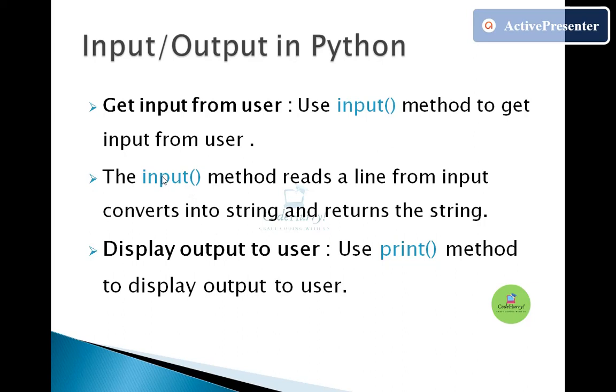The input method reads the line from input, converts it into a string, and then returns a string. That means whatever input the user gives, be it a numeric input or a string input, it will convert it into a string and return it as a string only. So if the user inputs some numeric value, you need to convert it from string to numeric using some functions which we'll see later on.